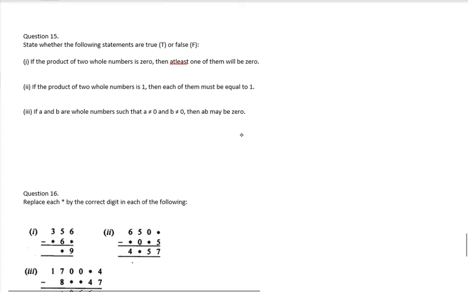Coming to the end of the exercise, if the product of two whole numbers is 0, at least one of them has to be 0. That's a true statement. If the product of two whole numbers is 1, then each of them must be equal to 1. Yes, true, because it's a whole number. If A and B are whole numbers such that A and B both are not equal to 0, then AB may be 0. That is impossible because at least one of them has to be 0. AB is never 0, so this is false.